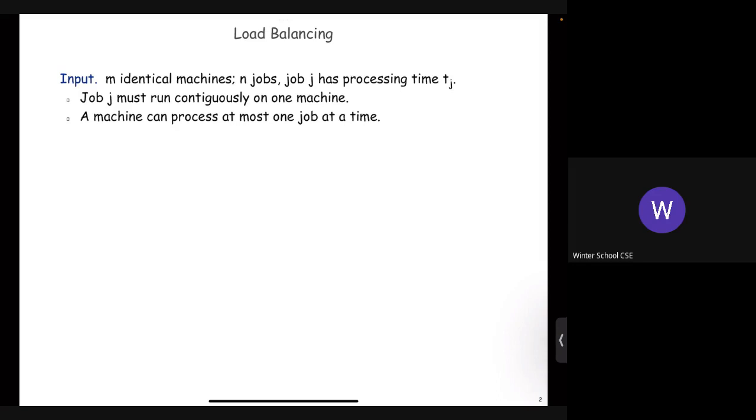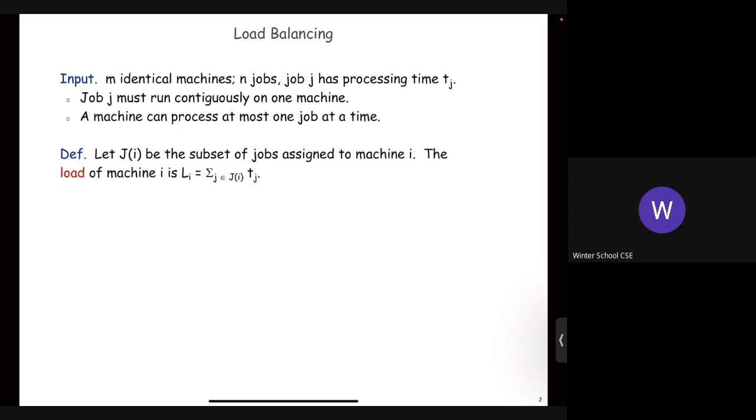So what is the load of a machine? The load of a machine is basically this: look at all the jobs that have been assigned to this machine, and look at the total time it will take if you sum up the time taken by each of the jobs. That's the load of the machine. It makes sense to define load in this way. This is the total time for which this machine is going to work, right?